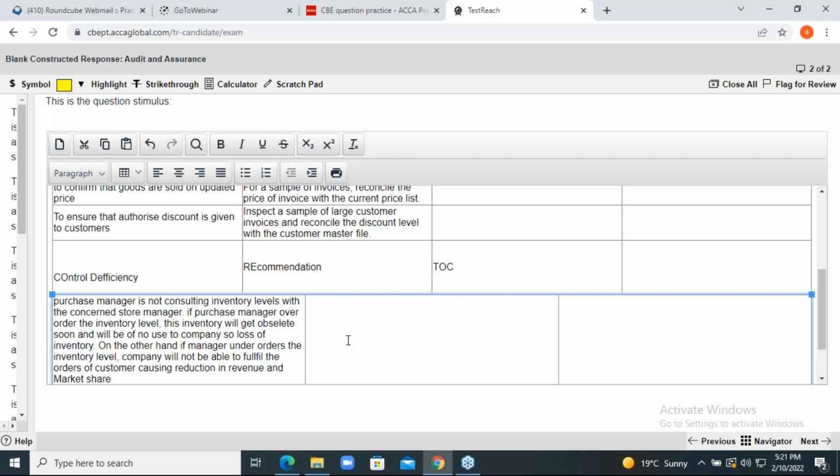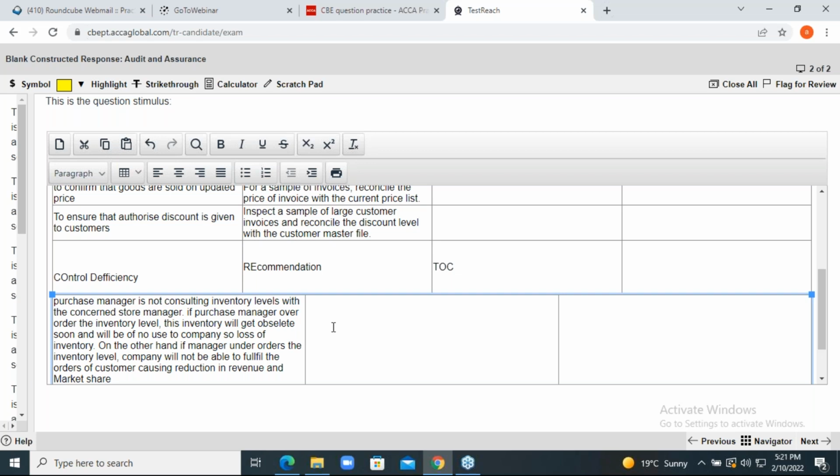So this is an important business issue. Now, as you have identified and explained to management what the control deficiency is, it is your role to recommend a suitable control system for this issue. To prevent the occurrence of this issue, you should recommend some controls. Now, how can you improve your recommending power?